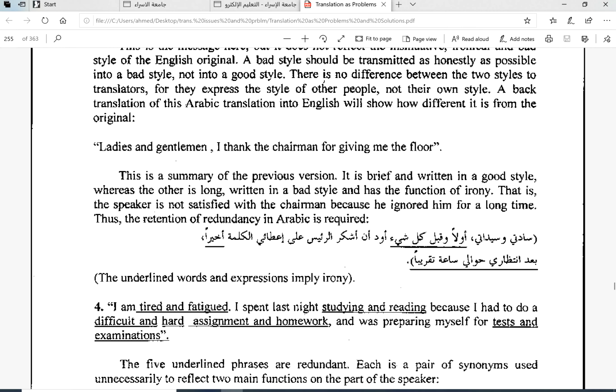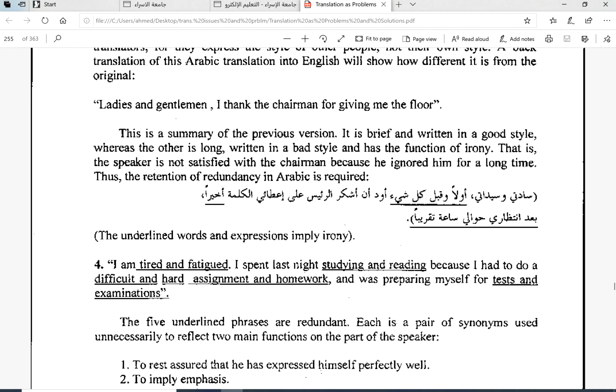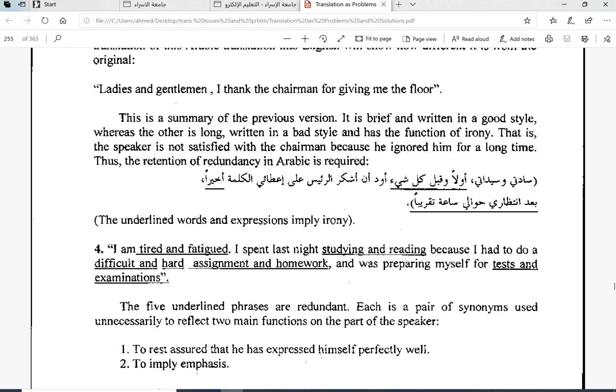We have to say it. سادتي وسيداتي أو سيداتي وسادتي. أولا وقبل كل شيء أود أن أشكر الرئيس على إعطاء الكلمة أخيرا بعد انتظاري حوالي ساعة تقريبا. It's irony. It implies irony, like I said, or sarcasm.